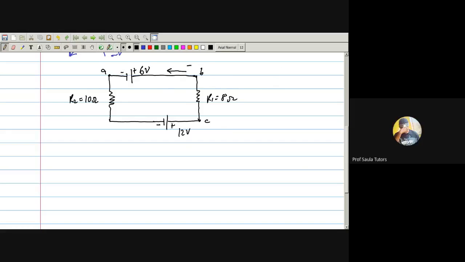Yes, exactly. So let me say this is I. Good, I've assigned the current already. Don't come here and say this is I1, this is I2. No, it's the same current that is going. Are you together? Yes. There's no junction here. Good. Now, what direction do we pick?